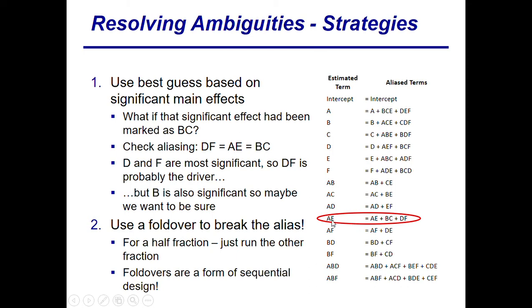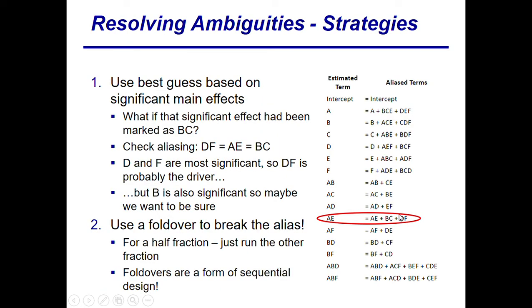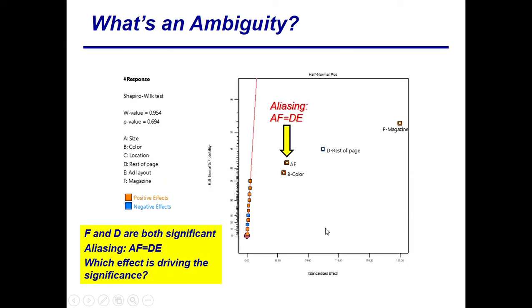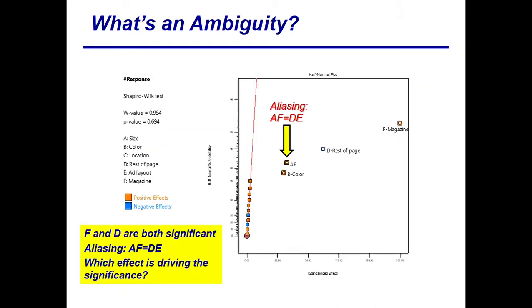We check the aliasing structure, see what else it's aliased with. In this case, we're saying, well, what if it had been BC? Then we would go and we would check it, see what's aliased, and in that case, if it had said BC, it would have been pretty clear that no, it's actually DF, because that's one of the possibilities. But in the case of our graph, we have AF, and we do want to make sure that that's the right one. So what could we do? Well, we could do a foldover. That's one of the strategies to go about breaking it. In this case, it probably is AF and not DE.